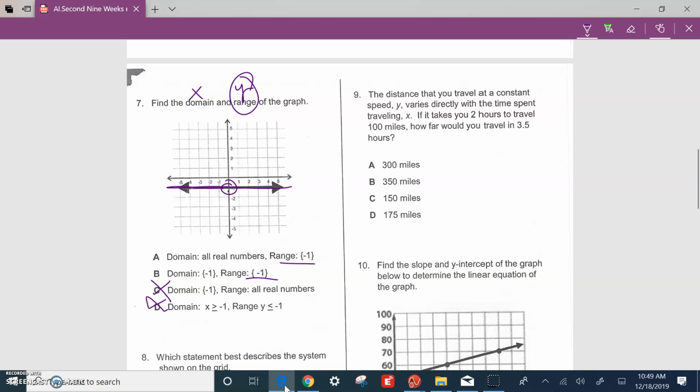Then our domain is from left to right because that's our x-axis, right? Our x-axis goes left to right. Our y-axis goes up and down. So left to right, we're going arrow to arrow. So that means it keeps going. Very good. It's all real numbers.